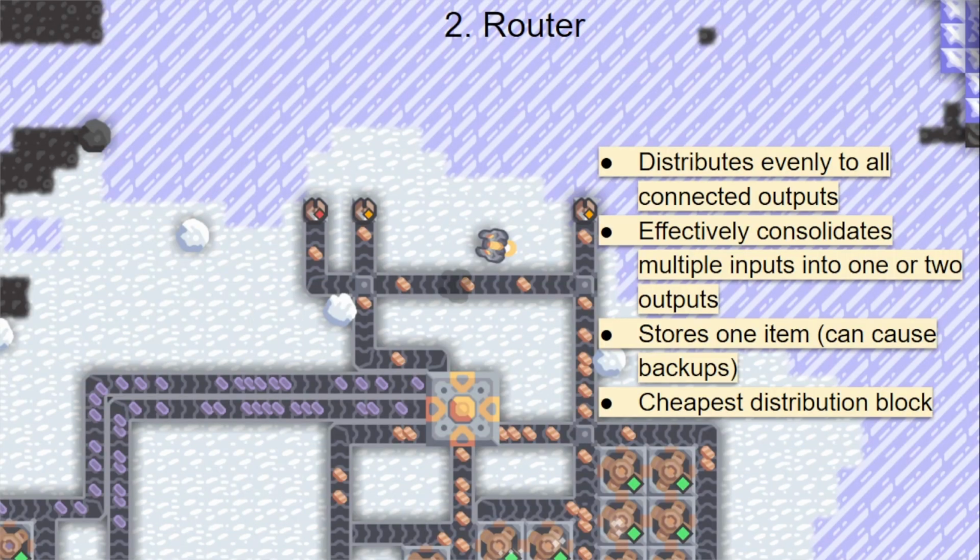The simplest way to distribute items is with a router. It divides up the output of 1 to 3 inputs and outputs to 1 to 3 different directions. They contain storage for one item and are the cheapest method which you can use to send items along different conveyor lines.